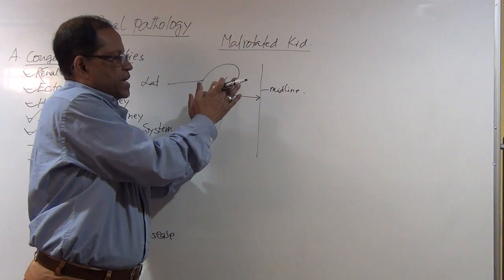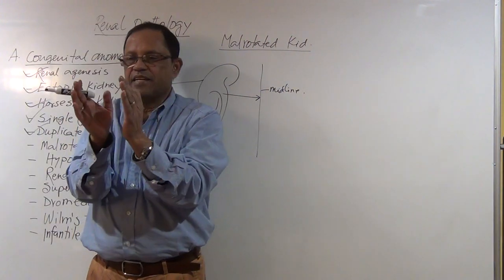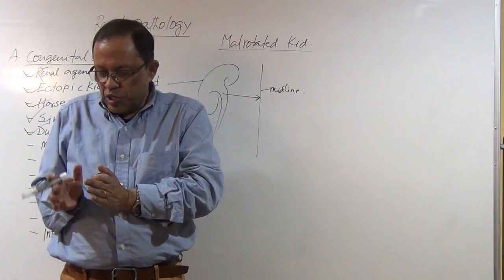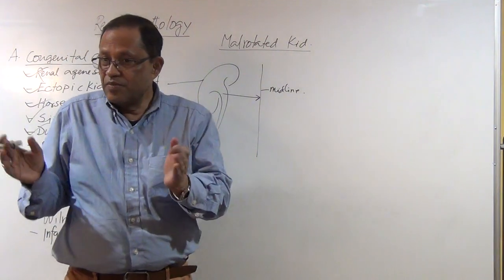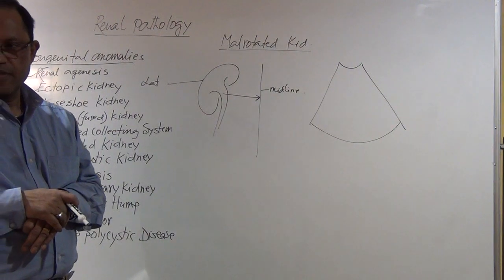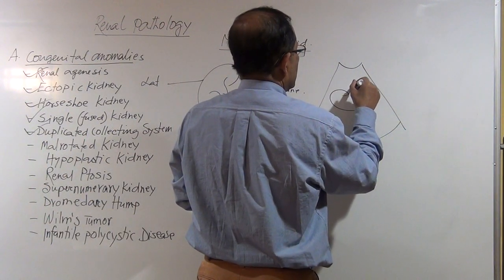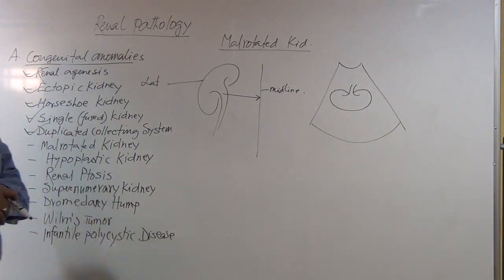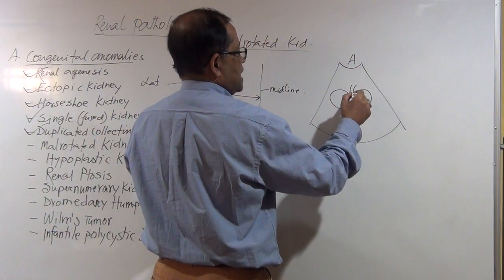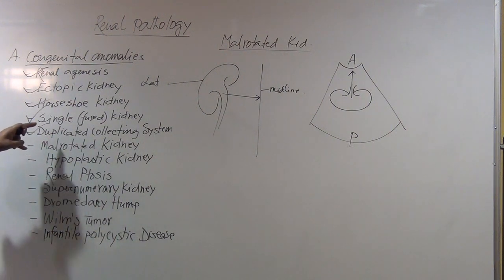But if this kidney is rotating like this and the hilum is anterior, 90 degree, it is rotating at 90 degree, then what happened? The hilum is now this way, right? So this is the hilum, the opening. And you are scanning, then which part of the kidney is close to the transducer? The hilum. So sonographically the kidney hilum is towards the transducer. So this is anterior, this is posterior. That means hilum is towards the anterior.